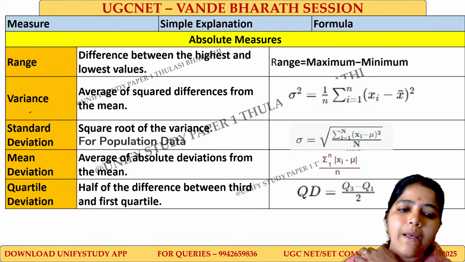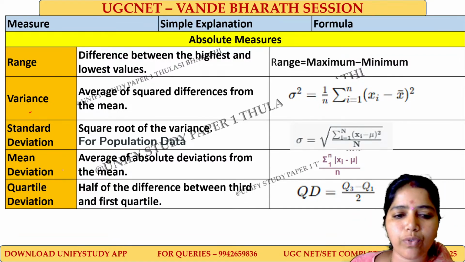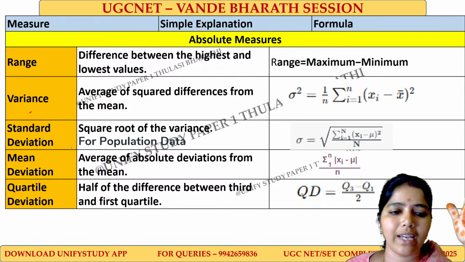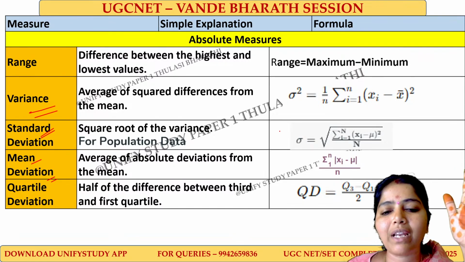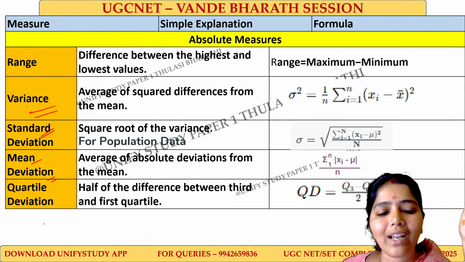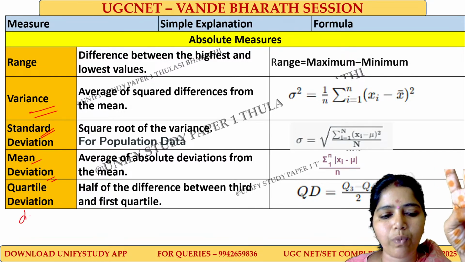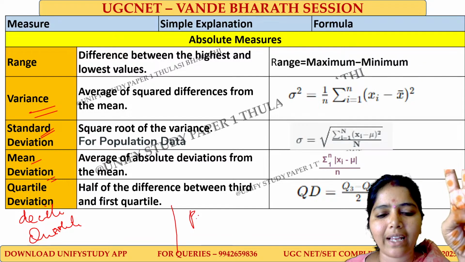Please listen. Mean deviation means the average of the deviations from the mean, how it is being differed. You don't need to memorize everything, just listen enough. Quartile deviation means, here we have 3 terms. One is called decile, another one we call quartile, and the next one is percentile.